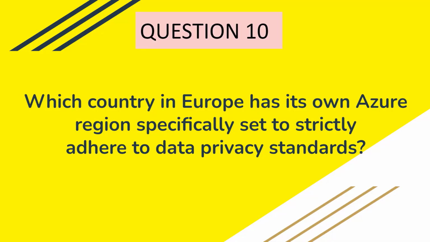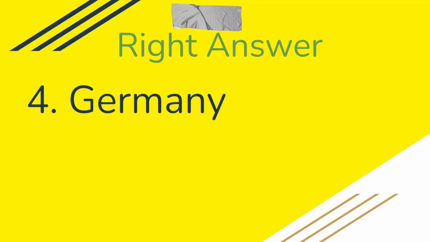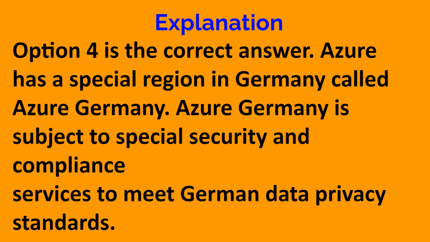Question 10. Which country in Europe has its own Azure region specifically set to strictly adhere to data privacy standards? Option 1. Italy. 2. England. 3. France. 4. Germany. Right answer is 4. Germany. Explanation. Option 4 is the correct answer. Azure has a special region in Germany called Azure Germany. Azure Germany is subject to special security and compliance services to meet German data privacy standards.